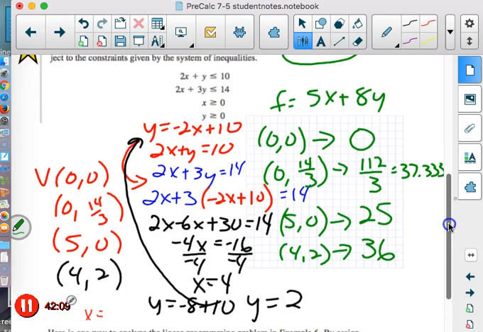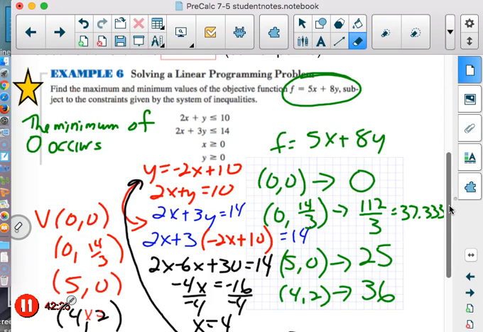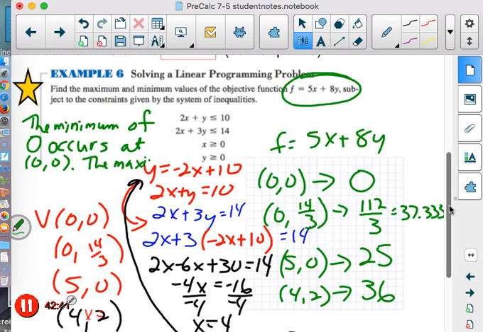And those sentences are about what we just found. So we would say the minimum of, well, it was 0. That was the smallest number we got when we plugged them in. Occurs at 0, 0. There's the minimum. And then we'd have to tell them about the maximum. The maximum of, what was our biggest number? 36.